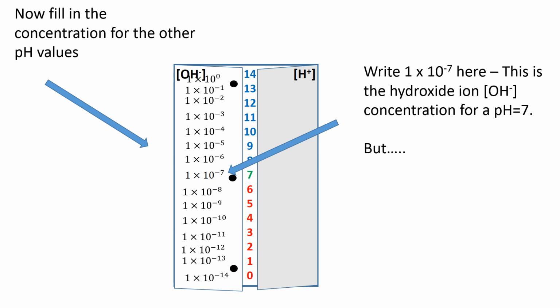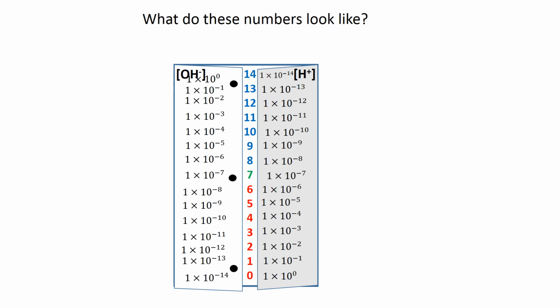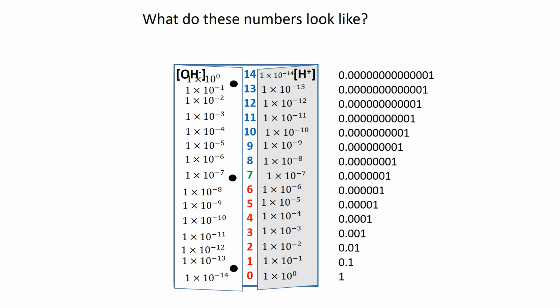So when you're finished with that, let's take a look and see what we understand from these numbers. Now, if you're not used to looking at numbers in scientific notation, it may be a little less confusing if we show you what these numbers look like in regular decimal form. You can see that 1 times 10 to the negative 14 is a very, very small number. So at pH 14, the hydrogen ion concentration is so low that we can basically say there's none of it left.